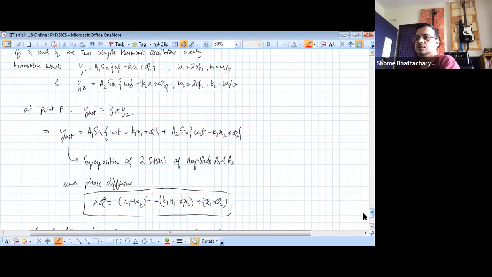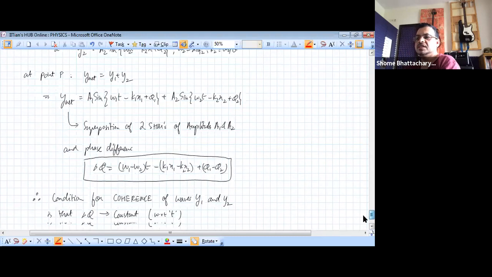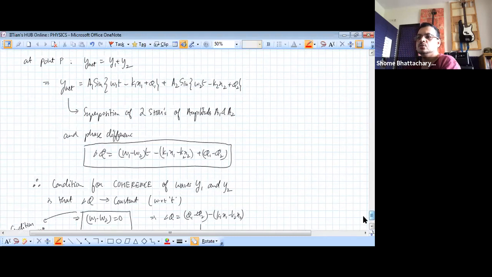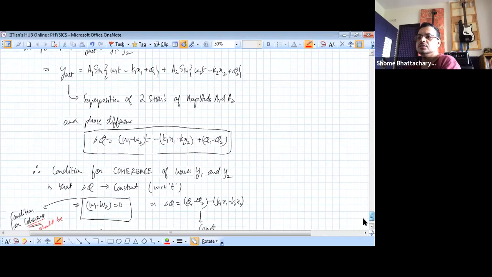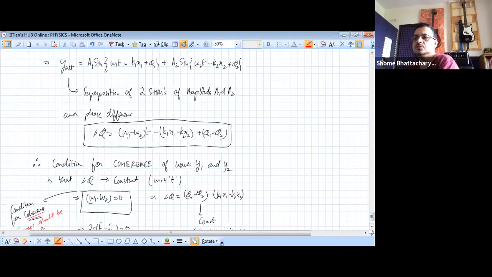So this is the critical thing. Now we want that at that point, which is at distance x1 and x2 from the two sources, s1 and s2 respectively, the phase difference whatever is coming should be constant in time. So the condition for that is that this term should disappear. This phase difference term, I mean the time term, should disappear. So omega 1 should be equal to omega 2.